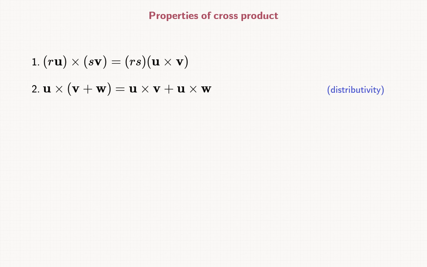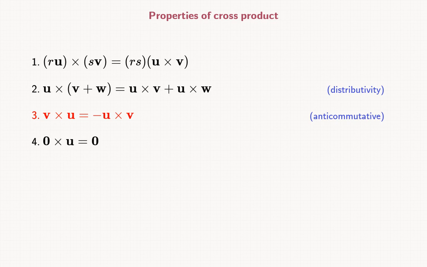Now, where things get interesting is the cross product is not commutative. So v cross u is not the same as u cross v. But it's not just any random other vector. V cross u is negative u cross v. So this property is sometimes called anti-commutativity. It just changes by a sign. And this is because when we're using the right-hand rule to select the direction of the cross product, if you take v and u in the opposite order, you'll get the opposite direction.